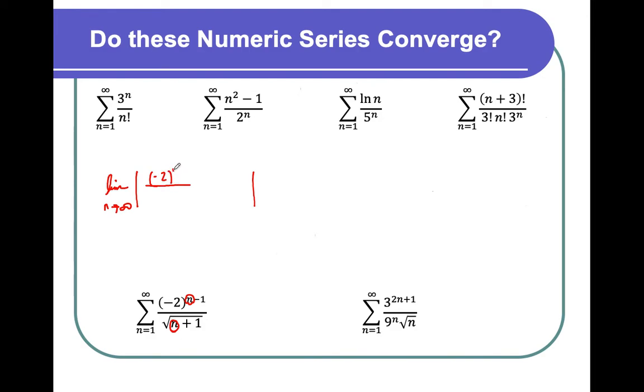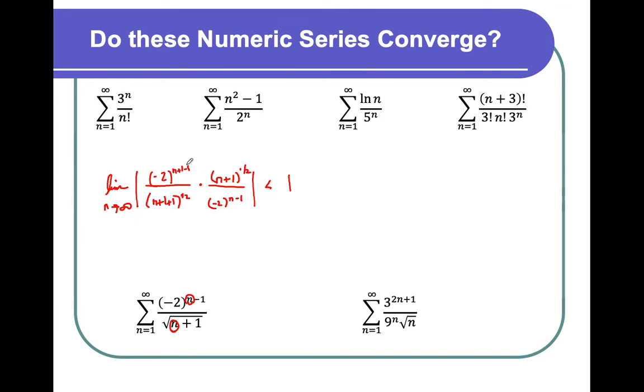And I have n plus 1 minus 1 over the square root of n plus 1 plus 1. It's the square root of, right? So all of that's to the 1/2 times the reciprocal. And I need for convergence that ratio to be less than 1.